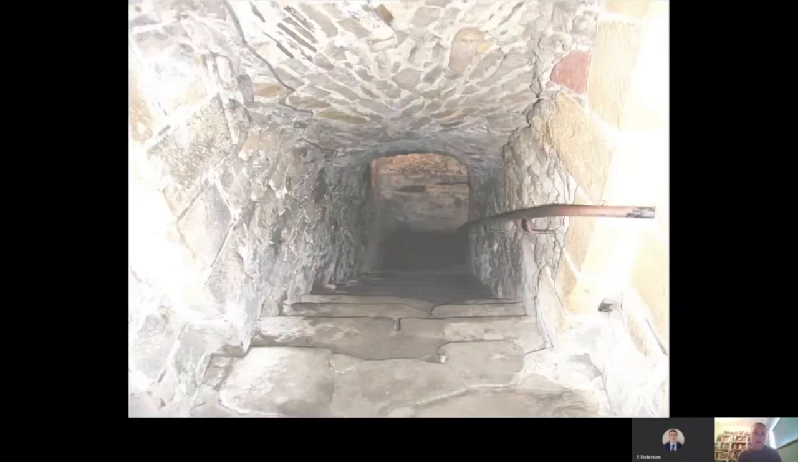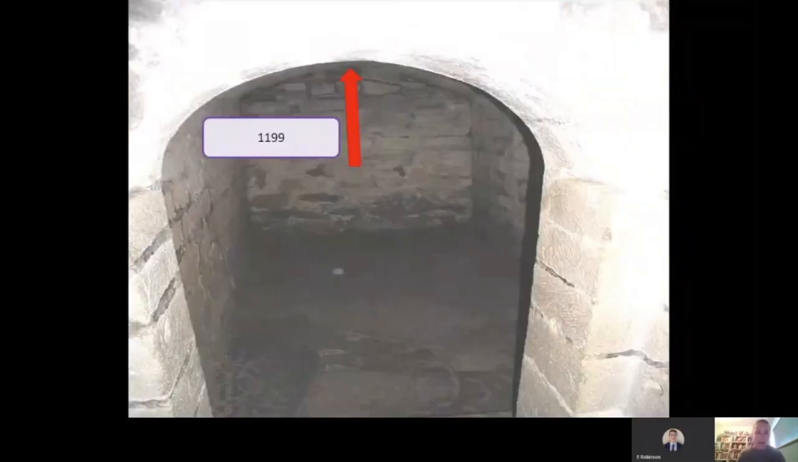We're now back to the court, and we're going to go down to the left and show you the dungeon. So down the steps, these are quite uneven steps, and then here is the dungeon or the prison. Now, this was used to hold prisoners.